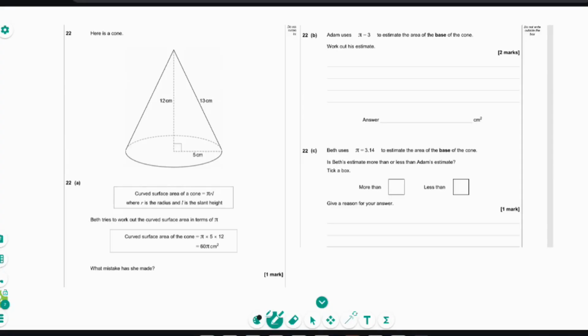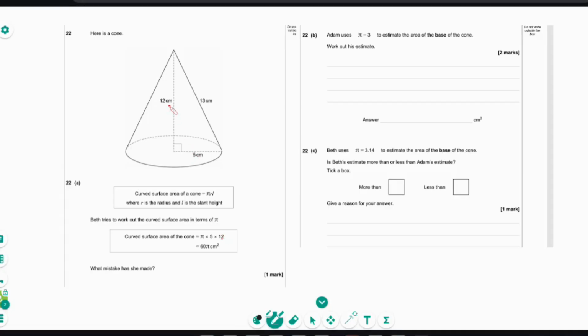Here's a cone. Curved surface area of the cone, so that's the curved bit around here, is pi RL, where the radius is r and L is the slant height. Beth tries to work out the curved surface area in terms of pi. Curved surface area is pi times 5 times 12. Okay, so she's used r as a radius is 5, yes. L is the slant height.